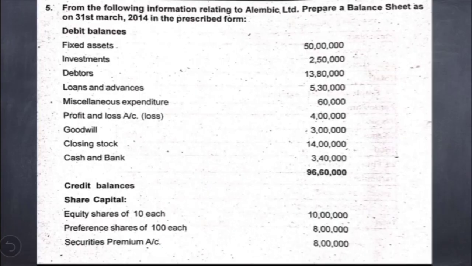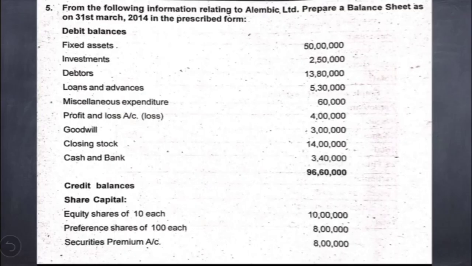From the following information relating to Alembic Limited, prepare balance sheet as on 31st March 2014 in the prescribed form. This question appeared in the exam during 2015 for 12 marks. As I said in the previous session also, when you see this kind of question, you have to remember the format of balance sheet and you should be able to identify which item has to be written in which note number. Okay, so now let's find out.